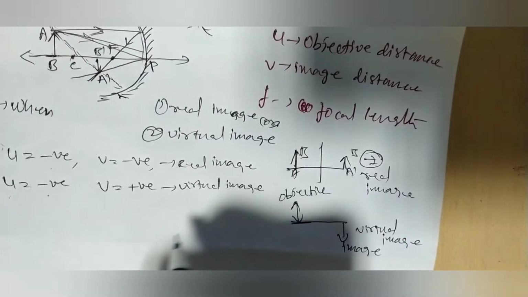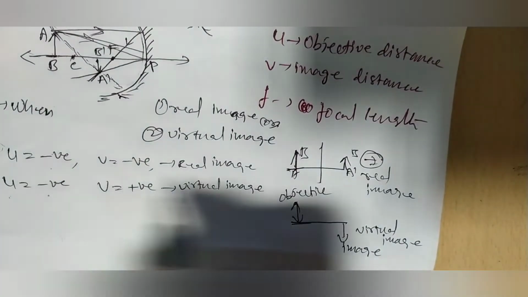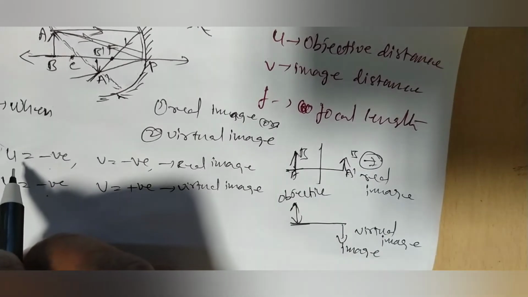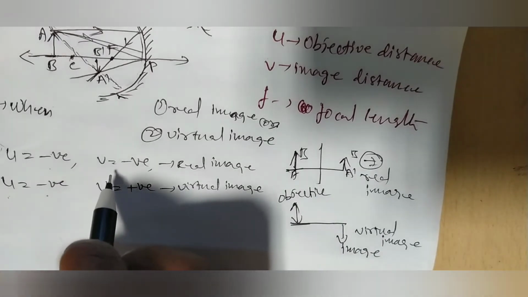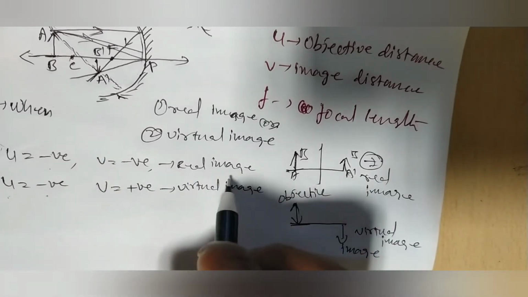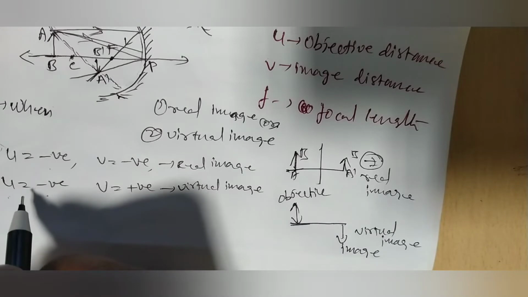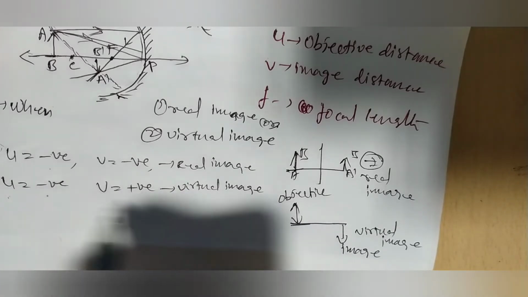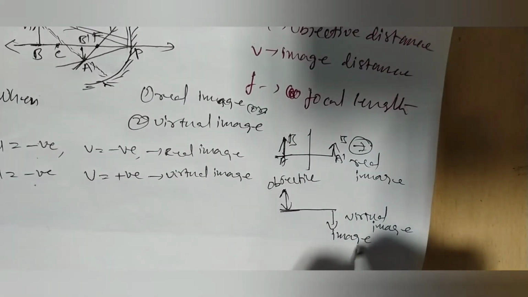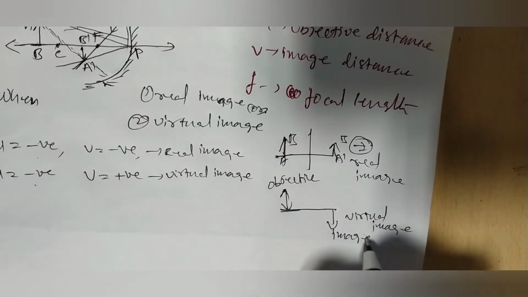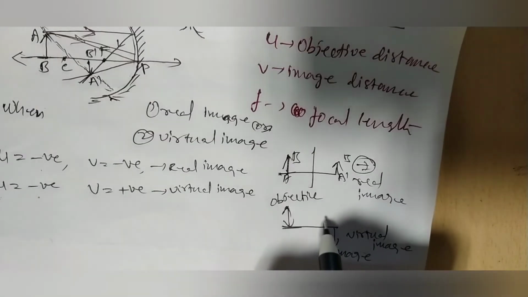When a real image occurs, the object distance and image distance are both positive or both negative, the same sign. Suppose one is positive and the other is negative, we get a virtual image. Images can be formed in concave and convex mirrors.